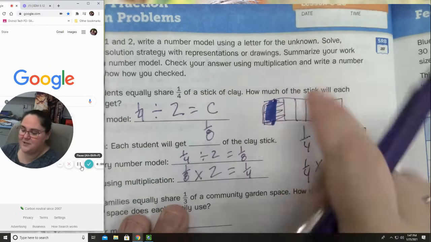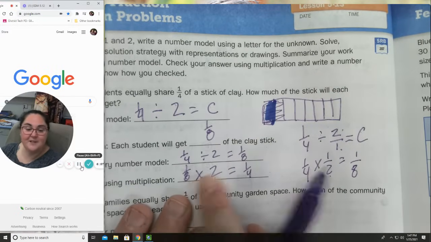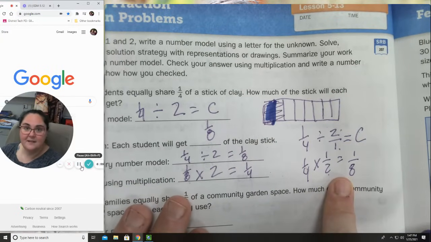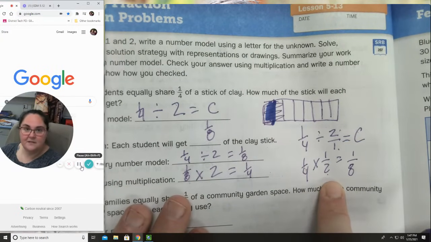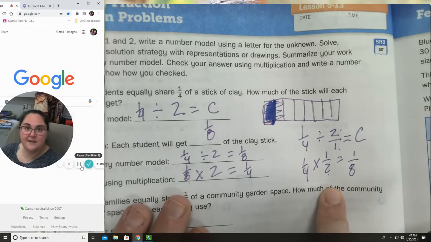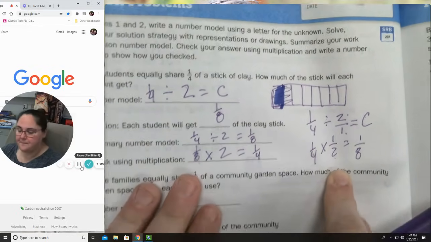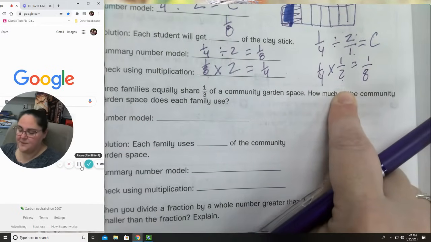There are a lot of other steps involved to getting that answer, but this is one easy way. This is the math way. So you could always use this to check your answer. Okay? Let's try the next one.